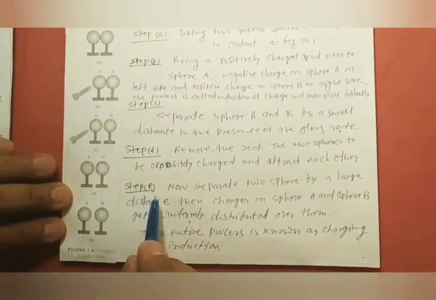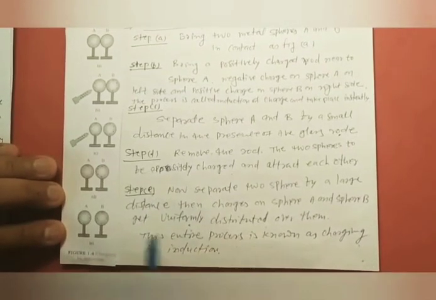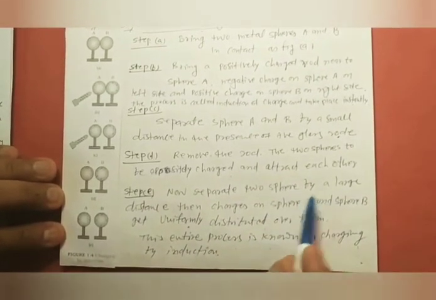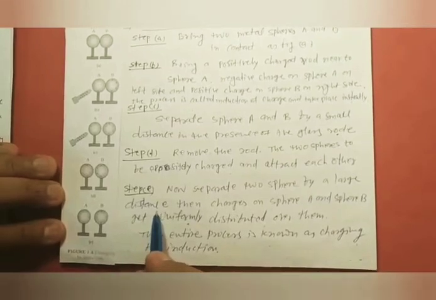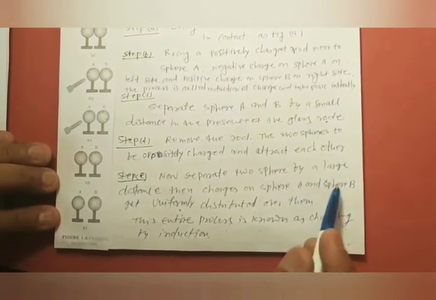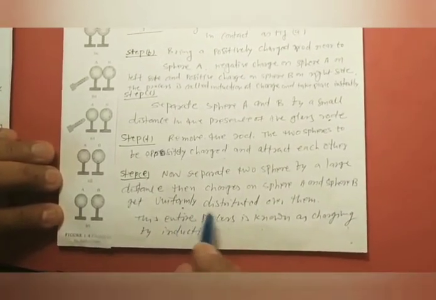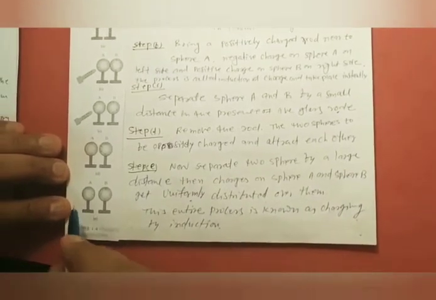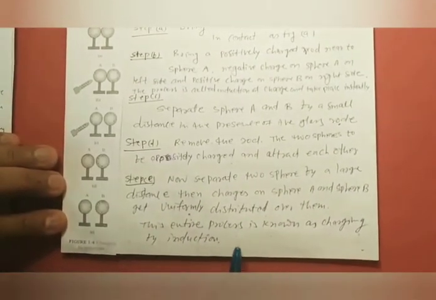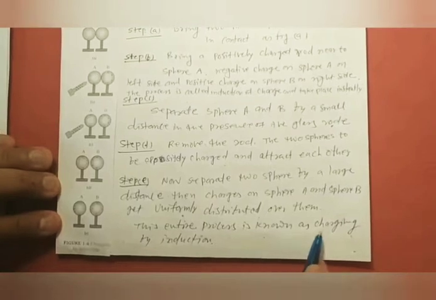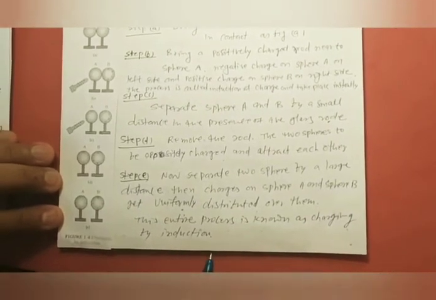Now in step 5, we separate the two spheres by a large distance, then charges on sphere A and B get uniformly distributed over them. This entire process is known as charging by induction.